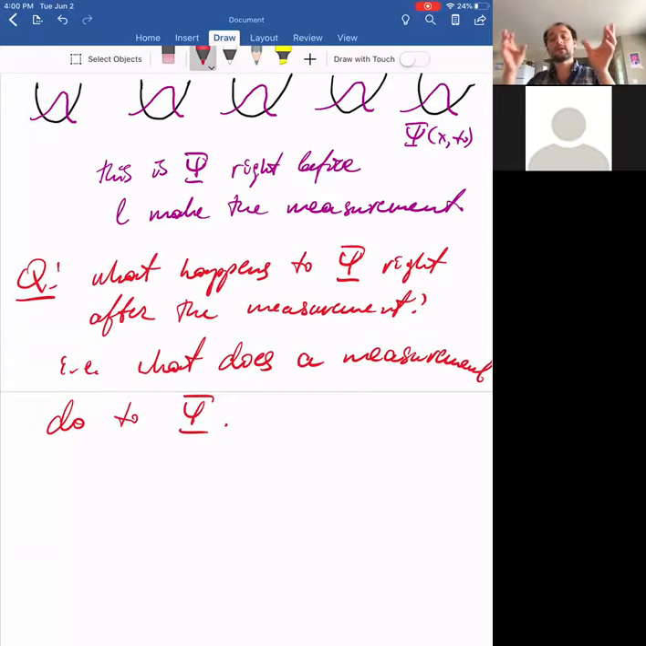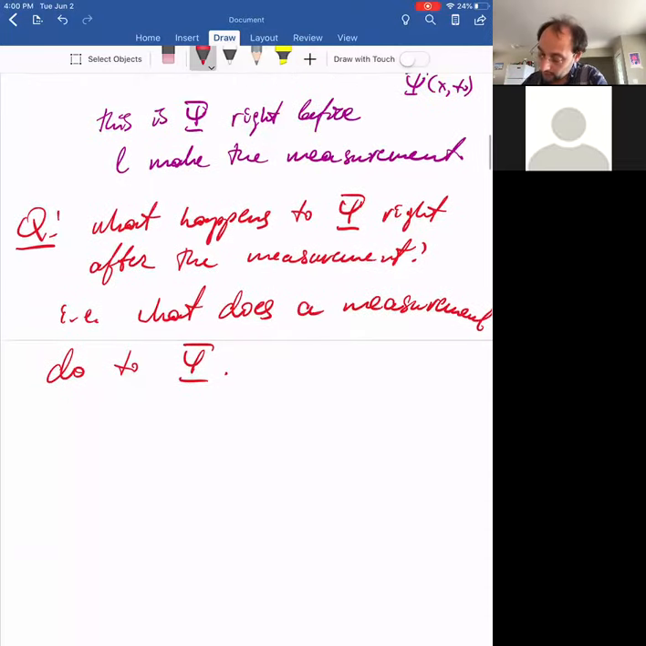So you have some kind of interaction, and the wave function evolves during that interaction. And then at some point you perform a measurement. Measurement is another type of interaction. It's a different type of interaction. But a measurement is a form of interaction, okay?